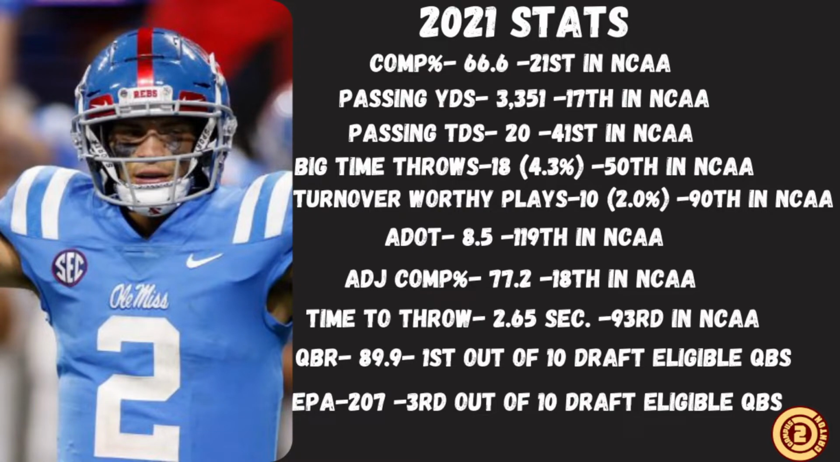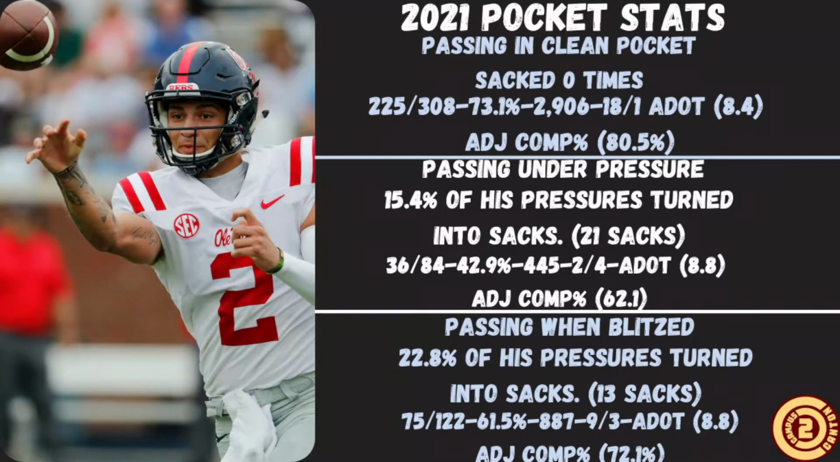Let's take a look at his pocket stats here, what he was able to do in the pocket. He was sacked 0 times when in a clean pocket. That is good. We saw Sam Howell just 1. I did not do that for Ridder, but I'll get to that and post that stuff at some point. 73.1 completion percentage, 2,906 yards, 18-1 touchdown to interception ratio. Pretty good. Passing under pressure, 15.4% of his pressures turned into sacks when he was under pressure. That turned into, as you can see there, 21 sacks. Completed just 42% of his passes, 445 yards, 2 touchdowns, 4 interceptions.